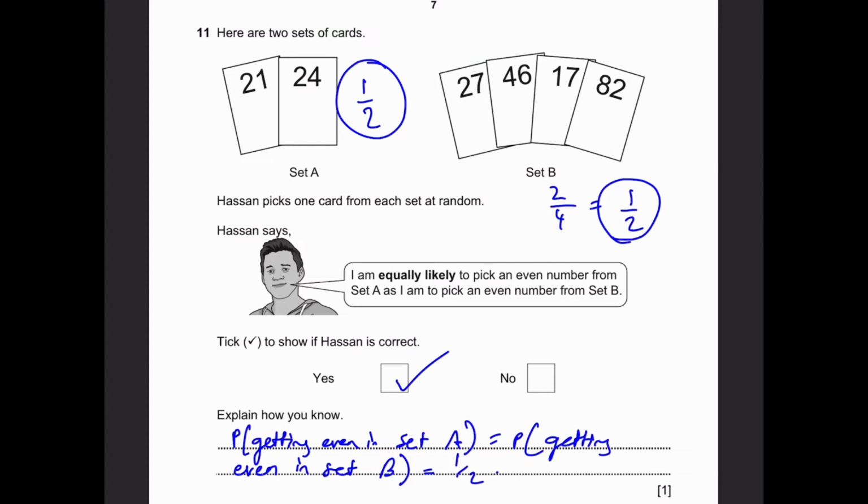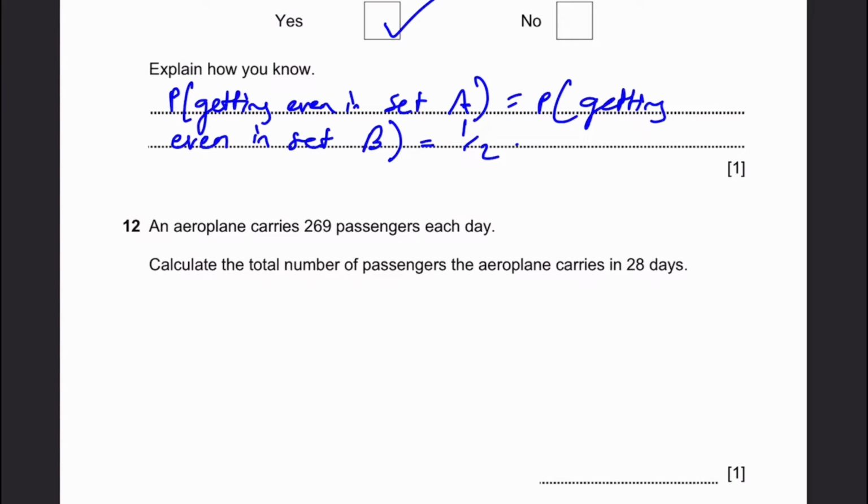Let's go to question 12. An airplane carries 269 passengers each day. Calculate the total number of passengers the airplane carries in 28 days. If the airplane carries 269 passengers per day and there are 28 days, just multiply the 2 to find how many passengers it carries in 28 days. So 9 times 8 is 72, we carry a 7 here. 6 times 8 will be 48, add 7, 55, carry a 5.